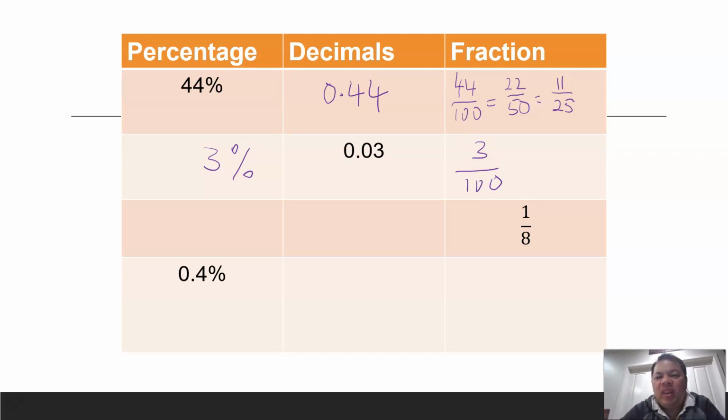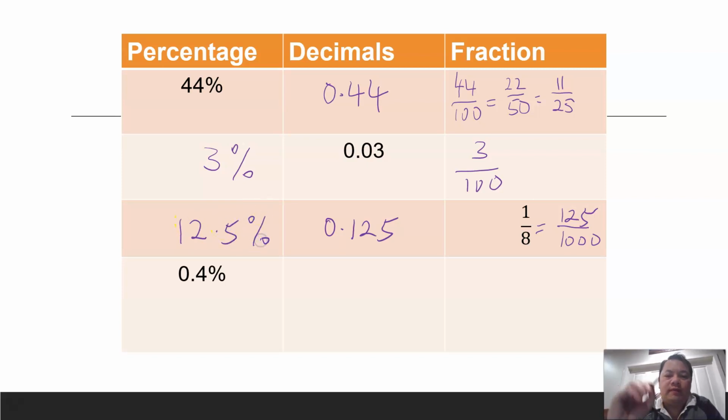What about 1/8? 1/8 is a little bit challenging because you can never get a denominator of 100 when you have 8. But you are able to get it to 1,000. 8 times 125 is 1,000. So as a decimal, 1/8 is actually 0.125. So as a percentage, it is 12.5%. Likewise, like moving the decimal to the right 2 times.